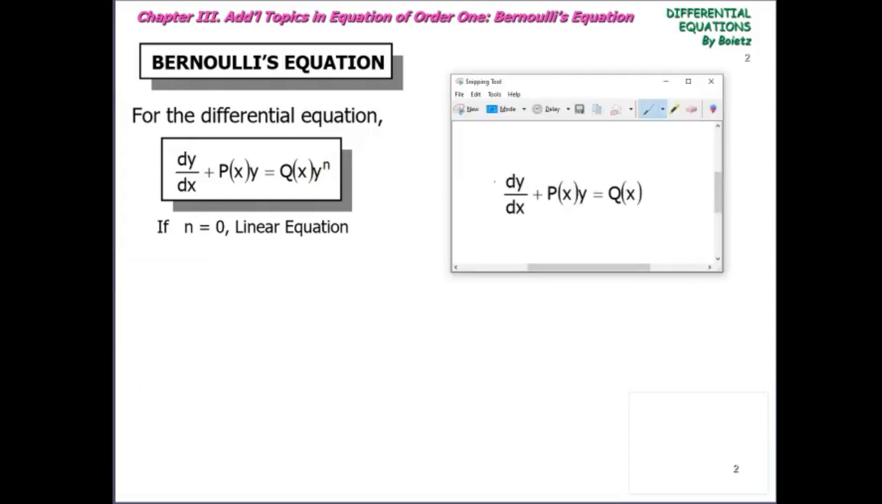For example, let's analyze this one. If your n is equal to 0, so y raised to 0 is just 1. So babalik lang dun sa linear differential equation. Okay, so magiging linear lang.